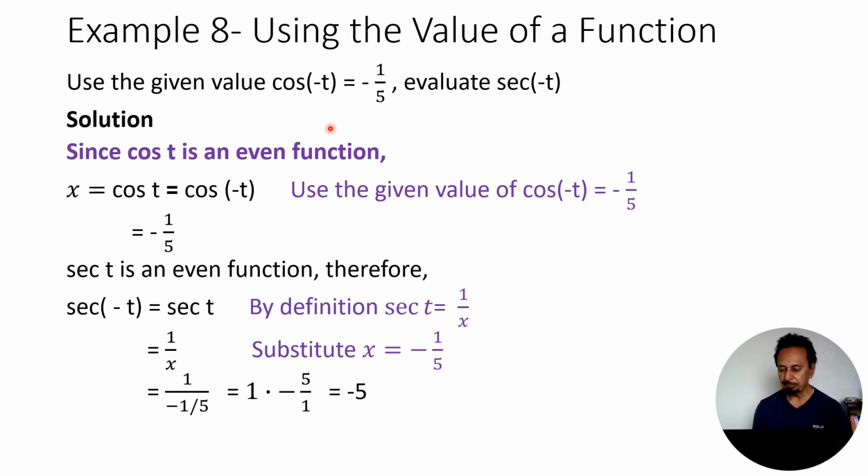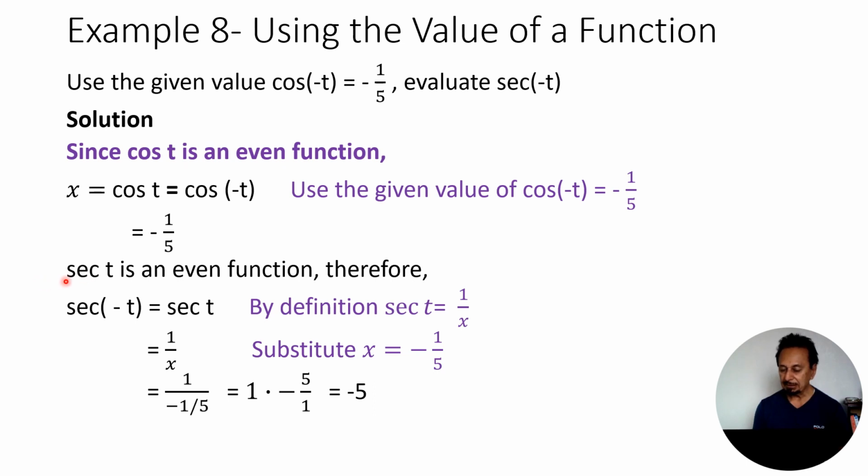Example 8. Cosine of negative t is negative 1/5, and we need to find the secant of negative t. So cosine of t is even. We know that cosine of t is equal to x, or you can say x is cosine of t, and this is equal to cosine of negative t because cosine is even. But cosine of negative t is given as negative 1/5, so we write negative 1/5.